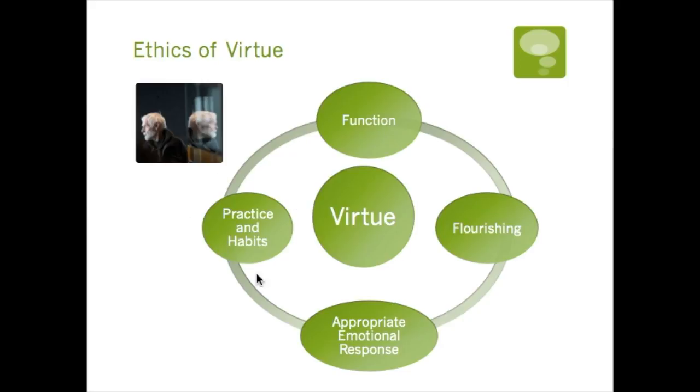Now, the last part of it is that the appropriate emotional response is something that you have to cultivate through practice and habits. If you want to be virtuous or courageous, you have to practice being courageous. And you'll learn how to do it more naturally every time you do it. Conversely, every time you are vicious, you teach your own mind and body to be vicious. And that means that you're becoming more and more vicious every time. So practice and good habits are the fundamental ways in which we can cultivate virtue.